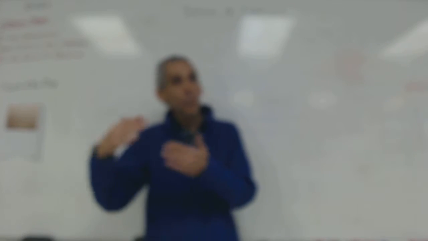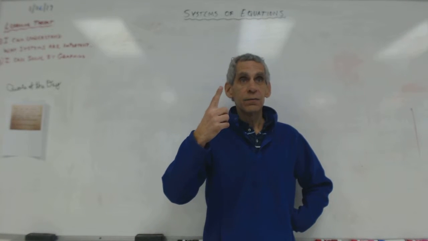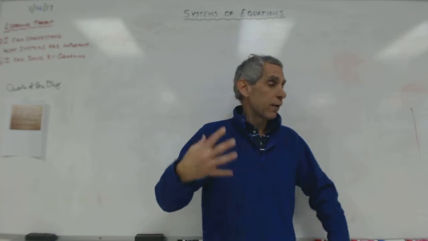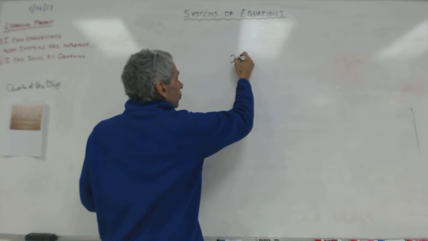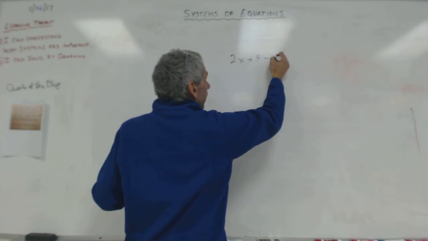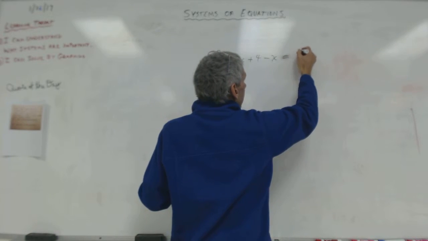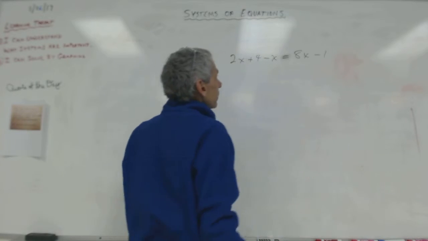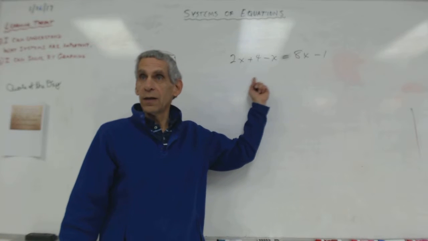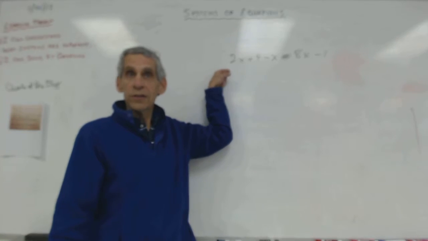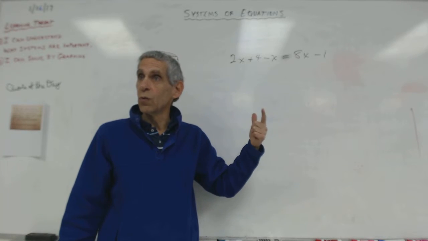But first of all, up until this point, most of the stuff I've given you has had one variable. Don't you agree with me? Like I would give you an equation, 2x plus 4 minus x equals 8x minus 1, and I asked you to solve for x, right? You have one unknown, just an x, and you have one equation, so you can solve for x. When you have one unknown, you can solve for x with one equation.